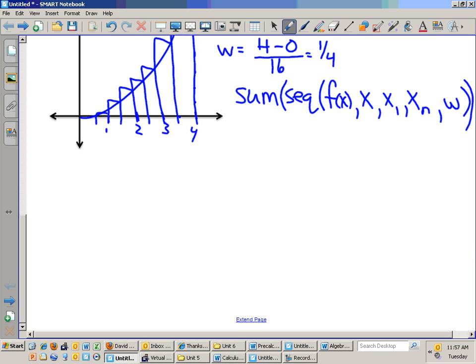Here's all we have to do, as opposed to calculating each one of these by hand. Now, obviously, if you have to calculate 2 rectangles, you might want to do it by hand. Might save you some time. But you have to do 16. This might be an easier way. So what we could do is go sum of the sequence of our function. We have it typed in y sub 1. What is the variable which we're using? X. What is our starting point? Not 0.